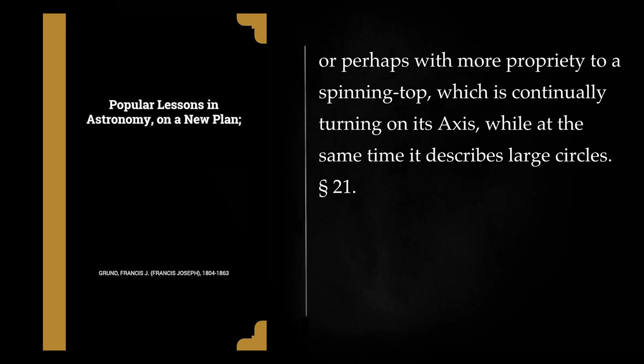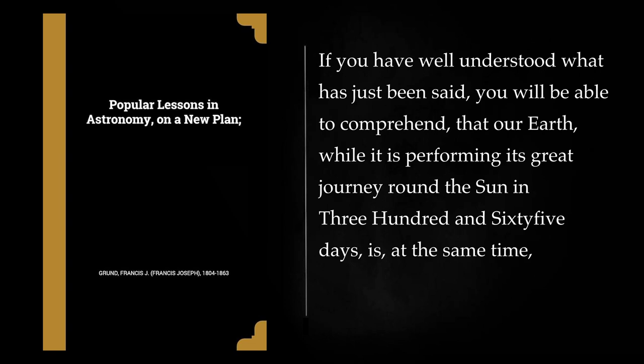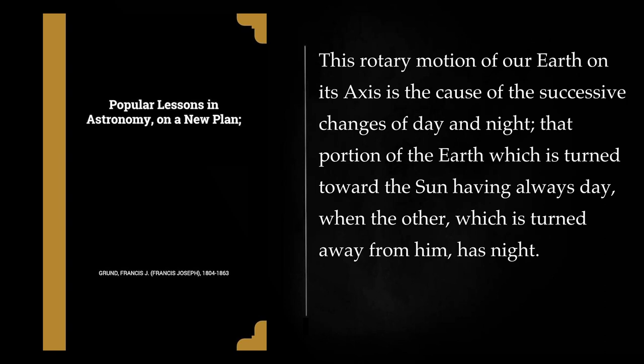Section 21. If you have well understood what has just been said, you will be able to comprehend that our Earth, while it is performing its great journey round the Sun in 365 days, is, at the same time, every 24 hours turning on its axis. This rotary motion of our Earth on its axis is the cause of the successive changes of day and night, that portion of the Earth which is turned toward the Sun having always day, when the other, which is turned away from him, has night.